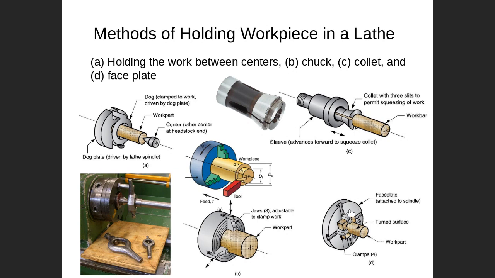But faceplate here, this one attached to the spindle, replacing the chuck. You remove the chuck and put the faceplate. A faceplate here, you can see that there are 4 jaws, not 3. Not 3, but 4. 1, 2, 3, 4. And these 4 jaws are moving independently. Independently means every one moves in a different way.